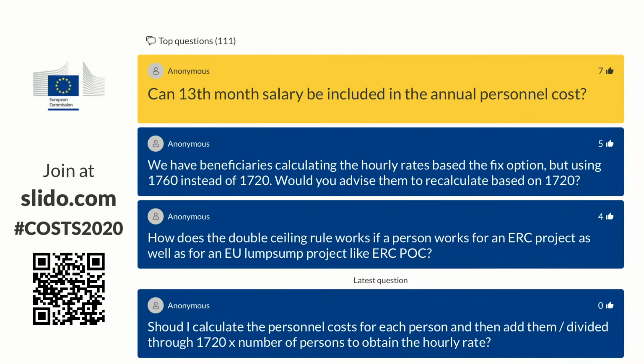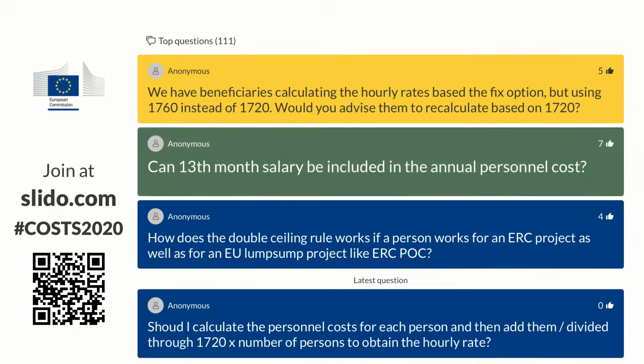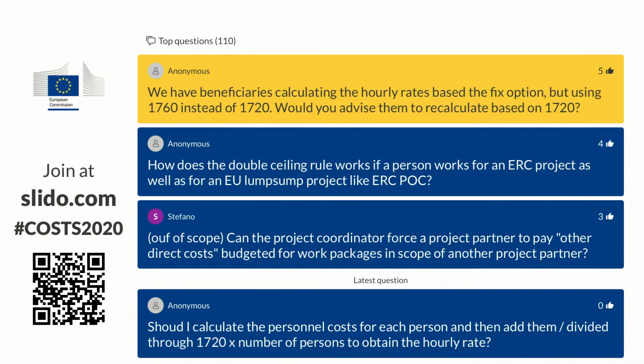Sorry, I was muted. So next question: we have beneficiaries calculating the hourly rates based on the fixed option, but using 1760 instead of 1720. Would you advise them to recalculate based on 1720?